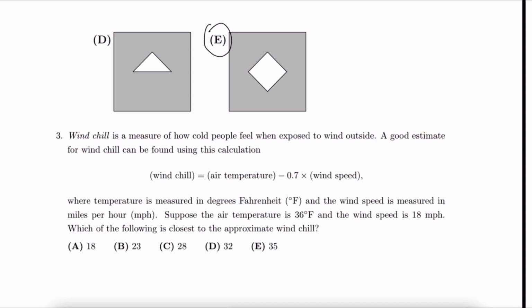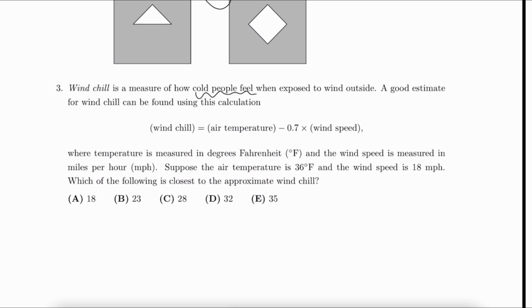Number 3 says, wind chill is a measure of how cold people feel when exposed to wind outside. A good estimate for wind chill can be found using this calculation: air temperature minus 0.7 times wind speed. Of course, the temperature is measured in a fake unit, Fahrenheit, and the wind speed is measured in miles per hour, also a fake unit, miles. Suppose the air temperature is 36 Fahrenheit and the wind speed is 18 miles per hour. Which of the following is closest to the approximate wind chill?